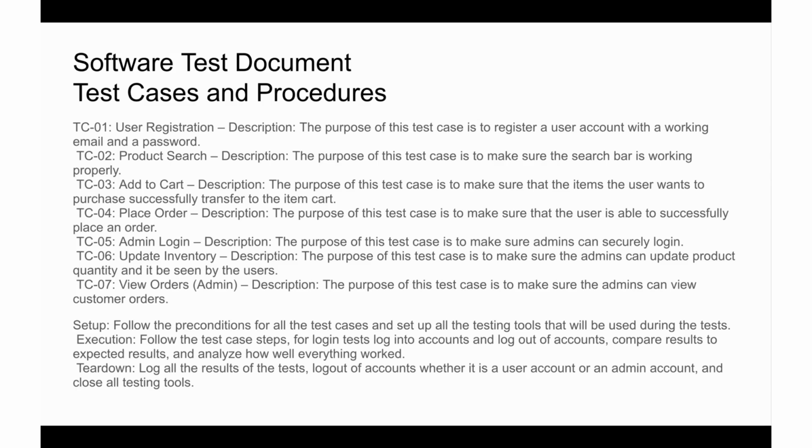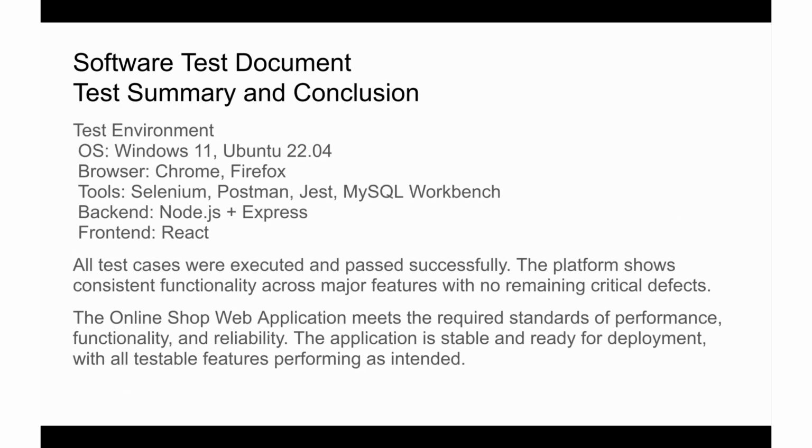The admin login is to make sure the admins can securely log in. The update inventory is to make sure the admin can update product quantity and it can be seen by users. The view orders is to make sure that the admin can view customer orders. And then the setup is just to follow the preconditions for all the test cases. The execution is to follow the test case steps, and the teardown is just to log all the results of the tests.